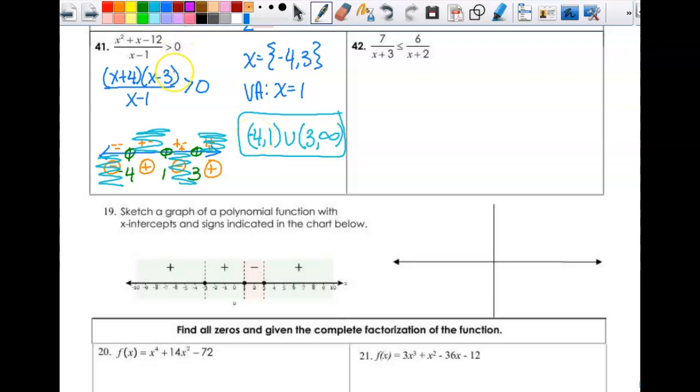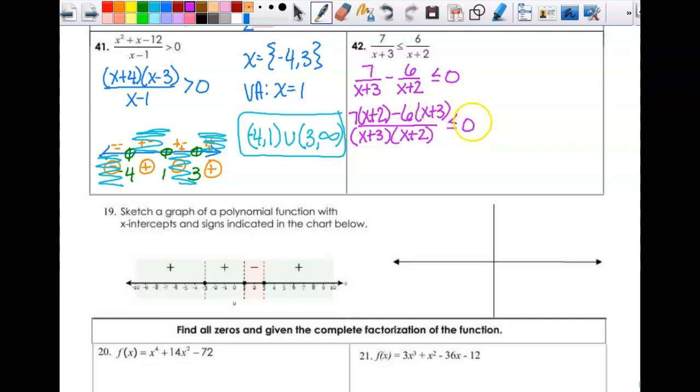All right, 42. It is not set equal to 0, so I need to do that. So this will give me 7 over x plus 3 minus 6 over x plus 2 less than or equal to 0. I need to get a common denominator. So my common denominator is going to be x plus 3 times x plus 2. So this will give me 7 times x plus 2 minus 6 times x plus 3 less than or equal to 0.